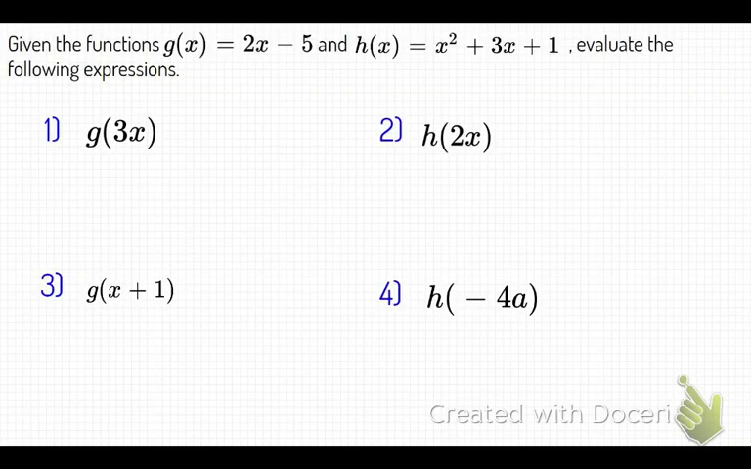I have these 4. Given the functions g of x equals 2x minus 5 and h of x equals x squared plus 3x plus 1, evaluate the following expressions. Okay. So I have 4 questions. I'm going to take 4 volunteers to help me work on these. I'd like to hear from people I haven't heard from this week, please. And after that, we have 4 you tries. So do I have a volunteer?